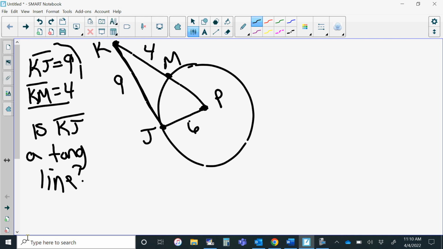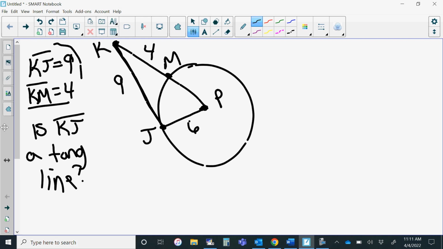No, we don't know that to be true. We're trying to see, is it 90? Because if it is 90, then it's a tangent. The radius is 6? Yes, we do. She just said it. Oh, it'd be 6. Correct.